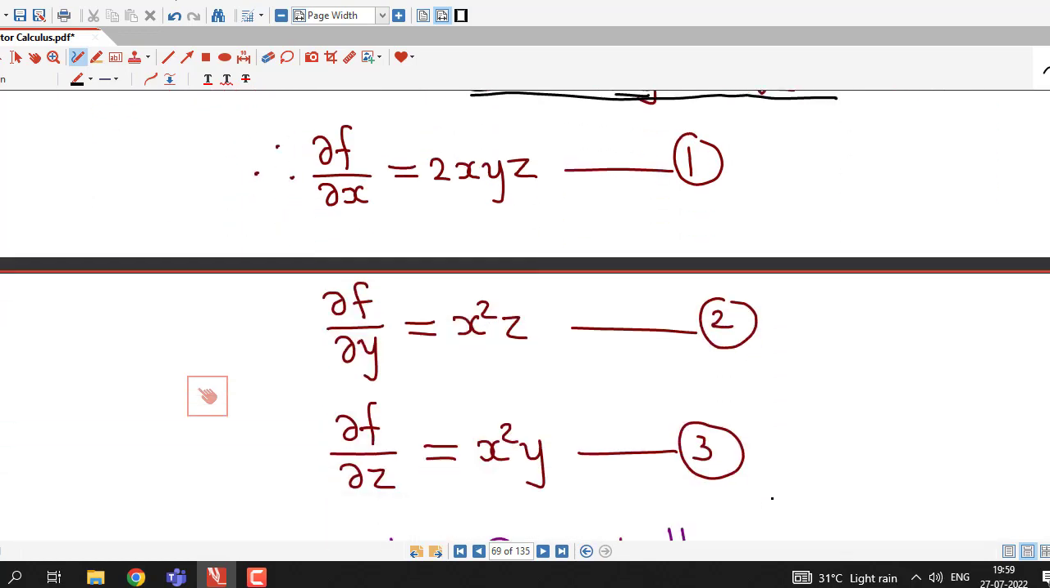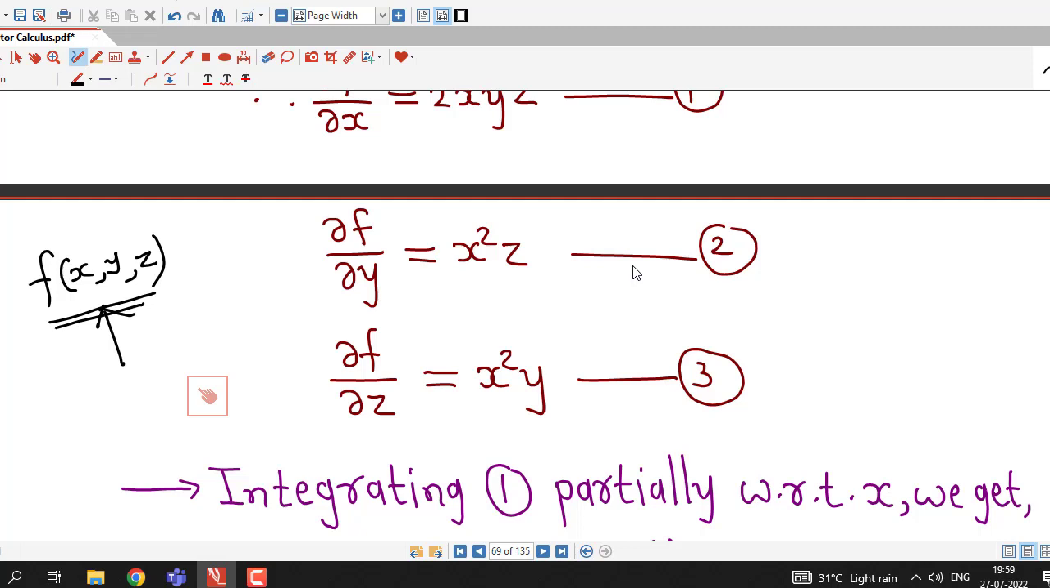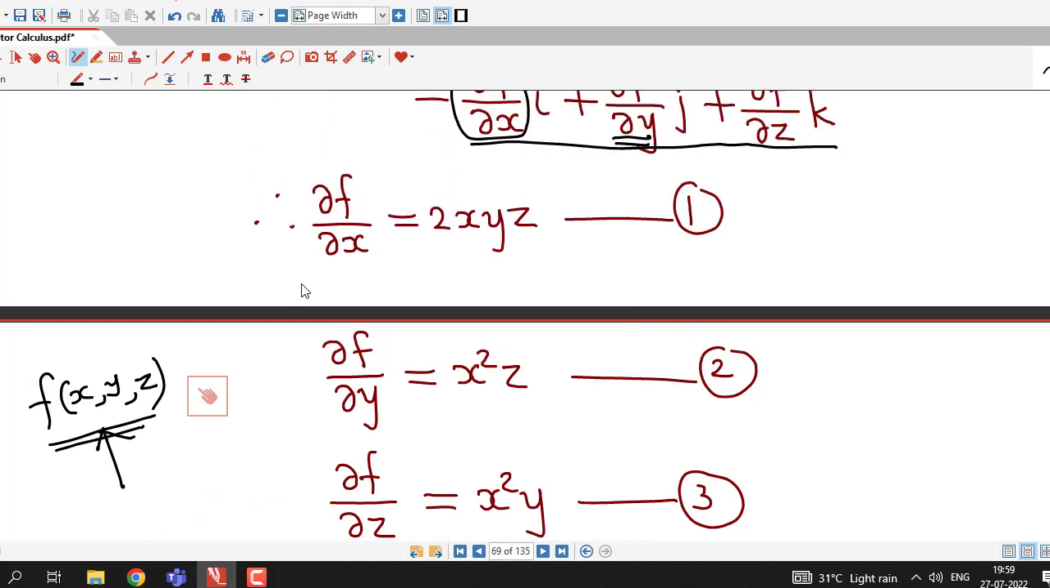And we obtain first order partial derivatives of function f of xyz, which is potential function for conservative field. Now to obtain this function, we can start with any of these three equations, and suppose we start with equation number 1.